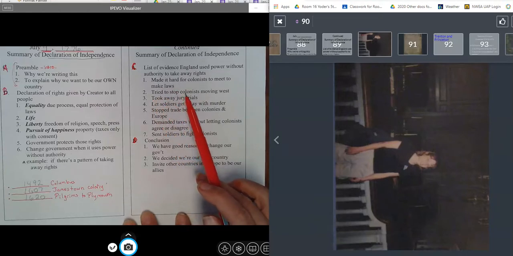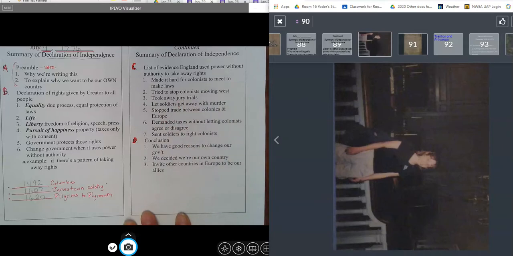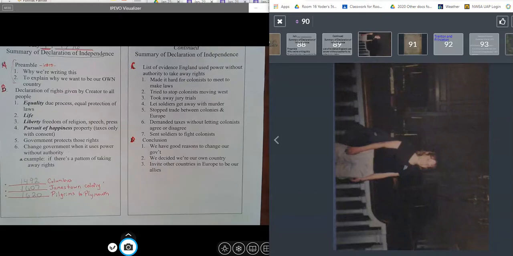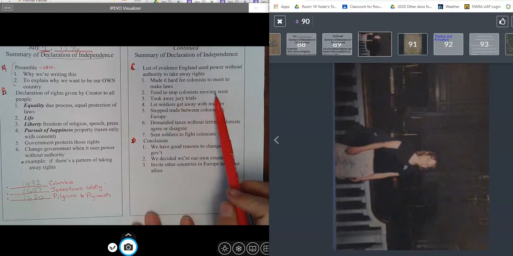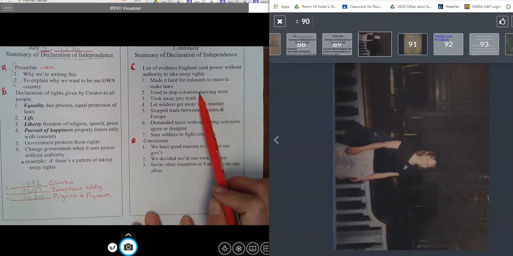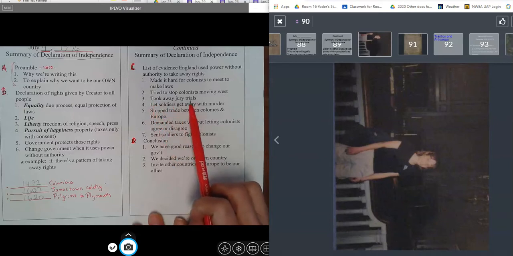England had tried to stop the colonists from moving west. This we talked about a bit with the end of the French and Indian War and Pontiac's Rebellion. As a result of Pontiac's Rebellion, England drew a line at the Appalachian Mountains and said, you can't move past this. The colonists are saying, hey, wait a minute, that's government. When government says you can't go someplace, the government is taking away your liberty, your freedom. That's not okay. And then they said that the government had taken away the right to jury trials.